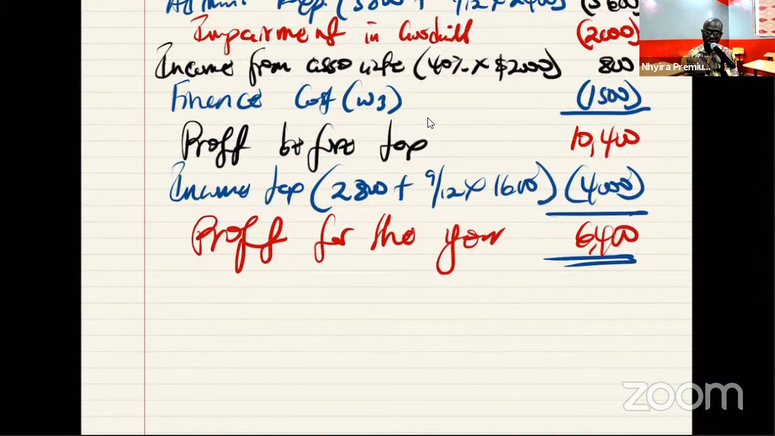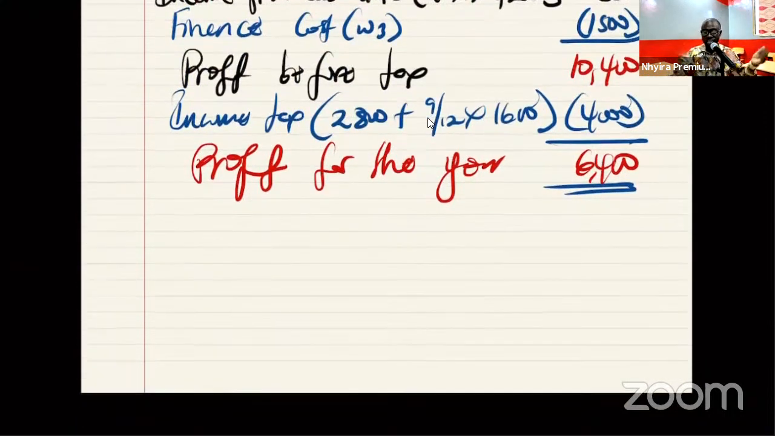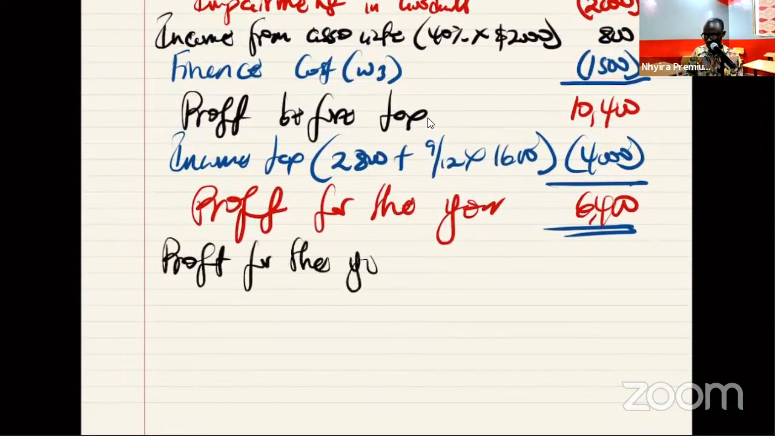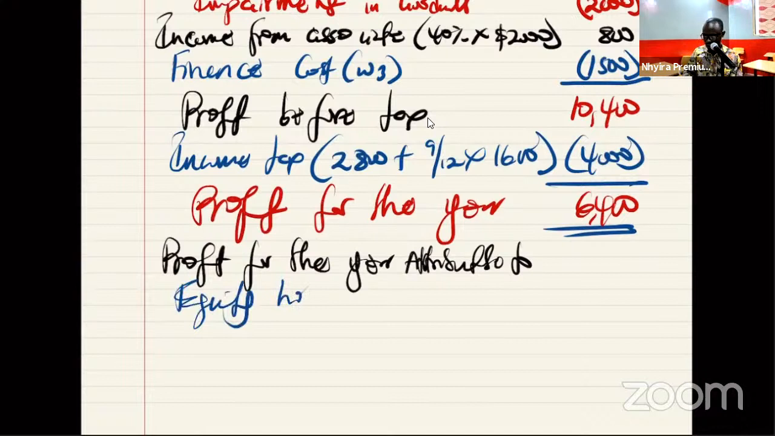So now that you get a consolidated profit for the year, it has to be split between the parent and then the NCI. So profit for the year attributable to first the parent entity, so equity holders of the parent.